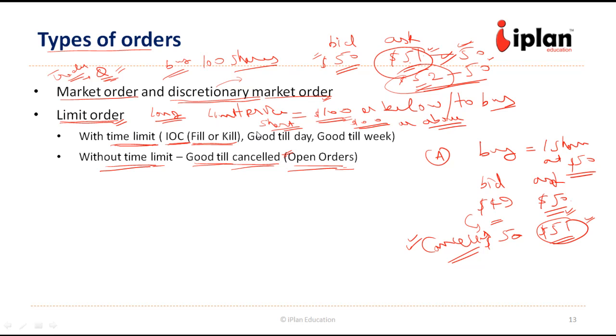Then another case of a time limit order could be good till day. So the limit order will be there in the market till the end of trading for that particular day. Similarly, it could be good till week. So these were the different kinds of limit order.